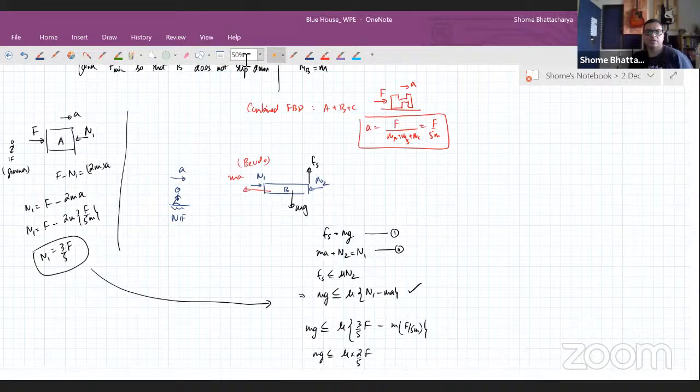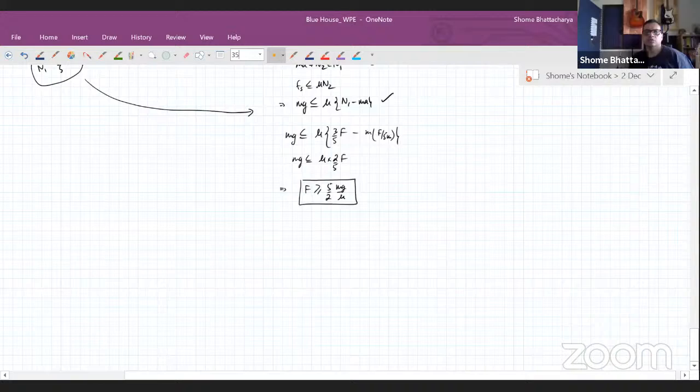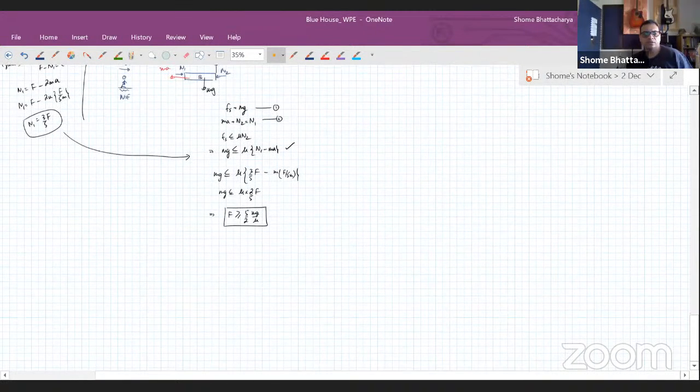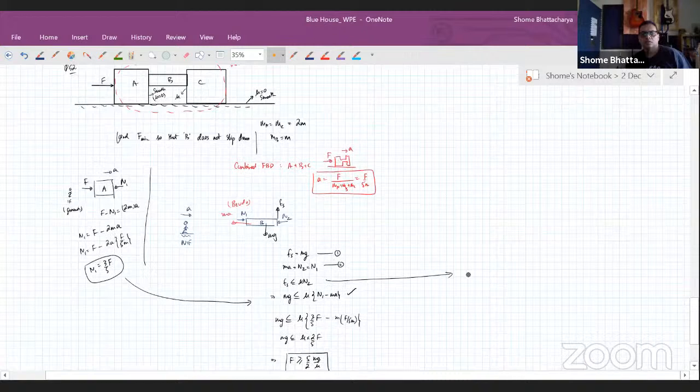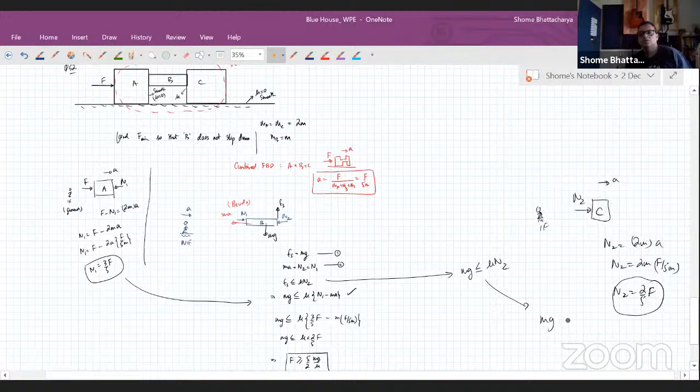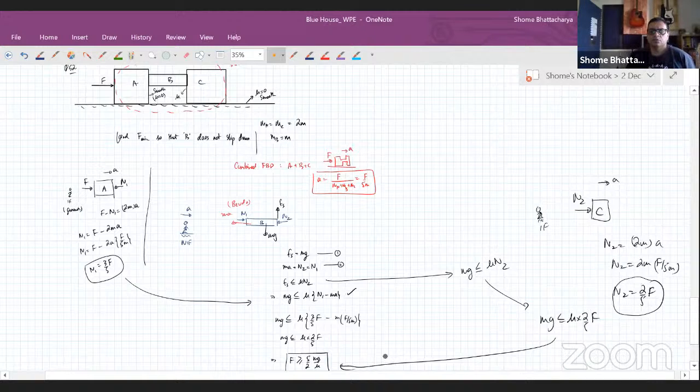Alternately, you can make this simpler by just taking the free body diagram of C and directly calculating N1, N2. This question can be solved in a simpler way if you just use this equation, limiting friction: mg less than or equal to mu N2, and for N2 you can just look at the free body diagram of C in the inertial frame. You can simplify matters a bit that way. So N2 is equal to 2ma, so 2m into F by 5m. So N2 is 2 by 5 F. So the calculation becomes a little bit simpler now. mg is less than or equal to mu into 2 by 5 F, which directly gives you this result. But anyhow, this is the way of solving the question. So hope this is clear.